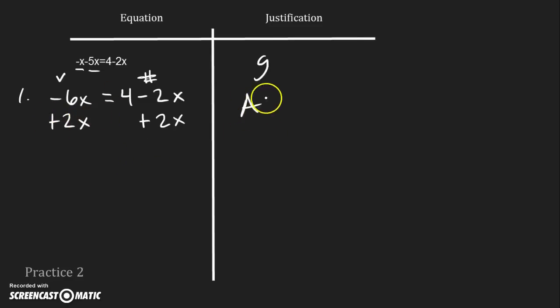Why can we do that? The additive property of equality lets us do that. Now we can go ahead and simplify. So we got 0 here, so 4 minus 0 is just 4.